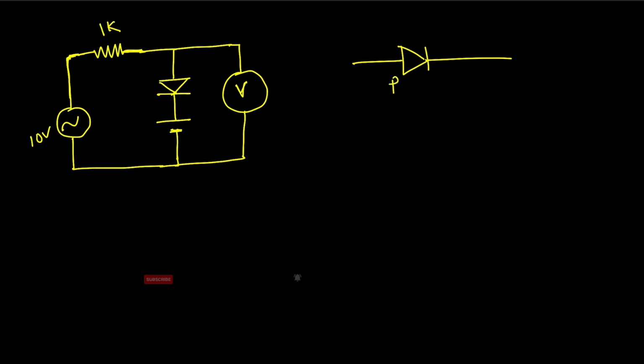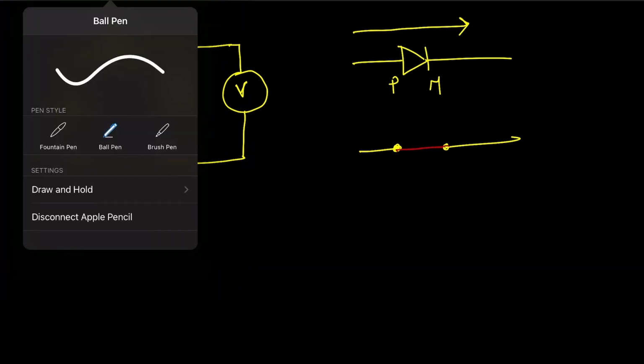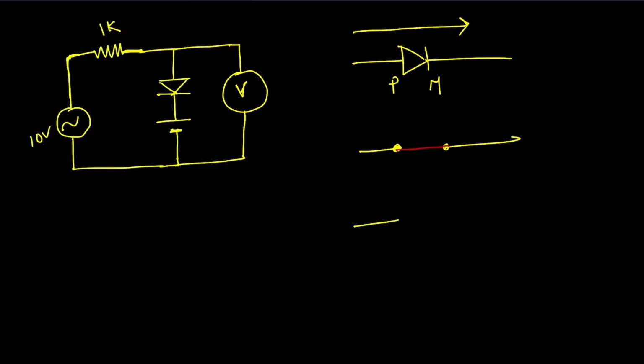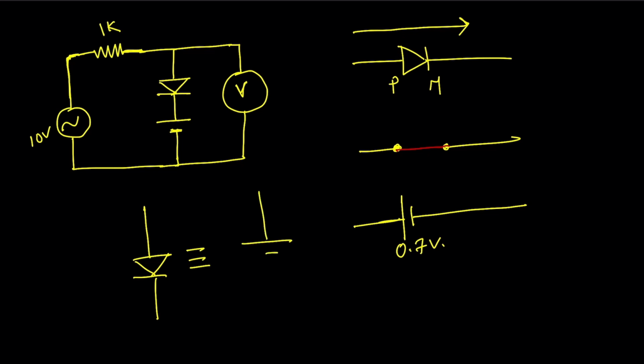This is the diode where this is P and this is N. Current will always flow from P to N direction. If this is a practical diode, when the diode turns on, it will work as a short circuit. When the diode is an ideal diode, it will act as a voltage source. That means when it turns on, it will be like a 0.7 volt voltage source.